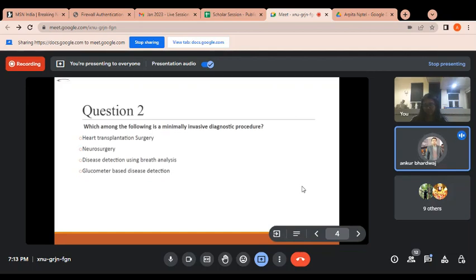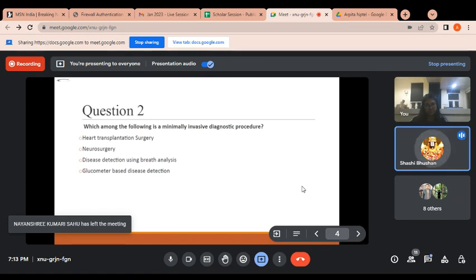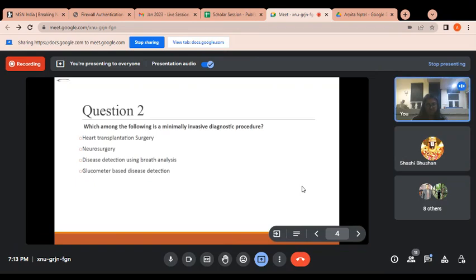Anyone else? Sashi Bhushan? Yes, madam. What I thought was it does not require any body part to be cut. So I think it is not at all invasive, so there is no question of minimal, I think. So what is the right option? I think I agree with D. Okay, glucometer. Yes, because it requires only one drop.